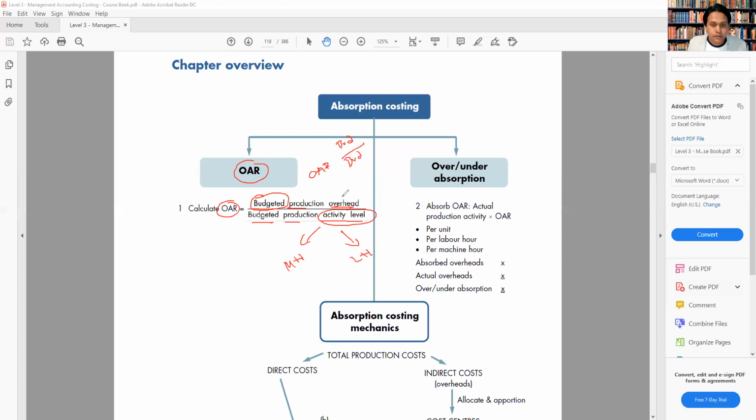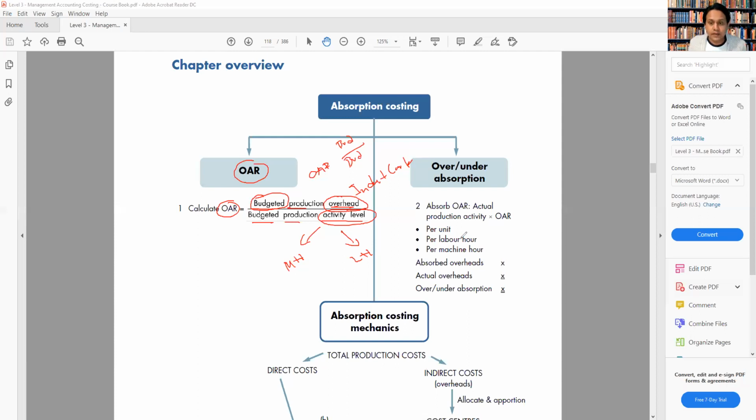And on the top we have the overhead. This is all the indirect cost. Overhead is all the indirect cost. So budgeted indirect cost on the top, and on the bottom, budgeted activity level. Now the budgeted activity level could be the machine hour. So you have to see the question and identify that, but it could be anything.